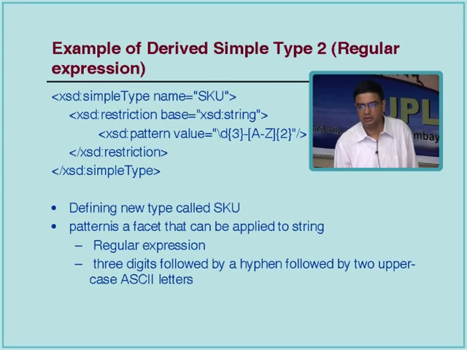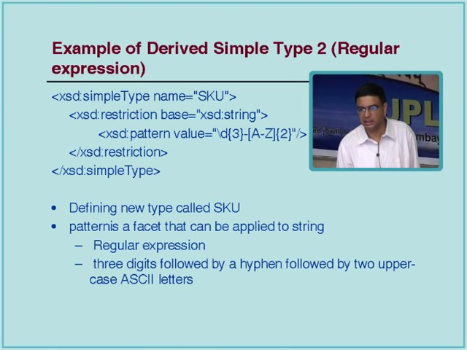Here's another restriction. It's an SKU, basically a sales code for some product that I'm selling. It's a string, but it has some pattern. The string has to have this kind of a pattern. It is 3 digits followed by a hyphen, followed by 2 uppercase ASCII letters. Any SKU is any string that conforms to this pattern.